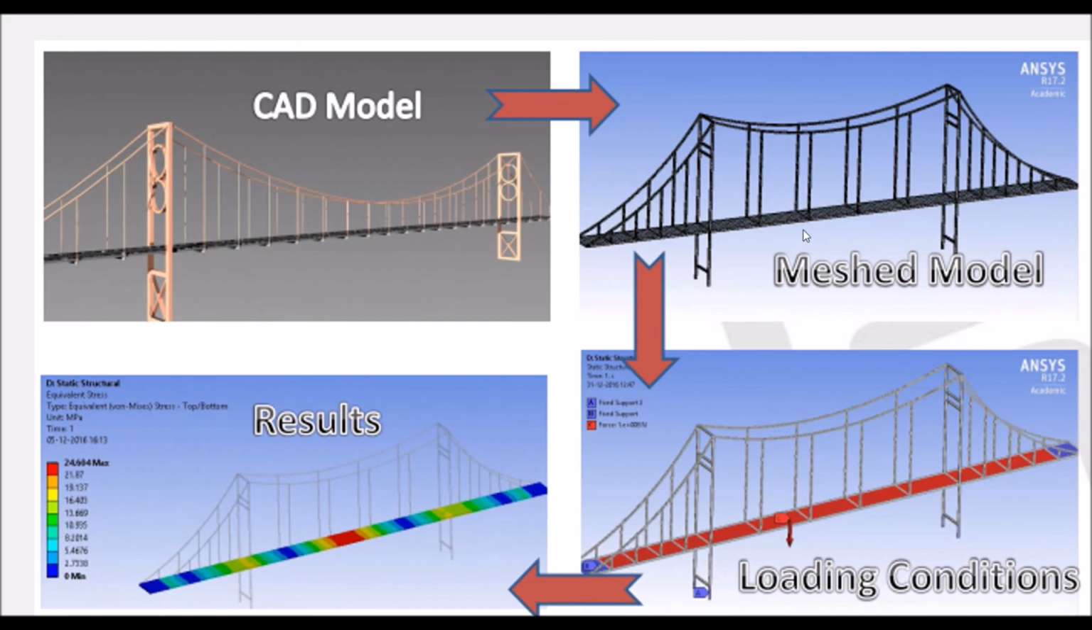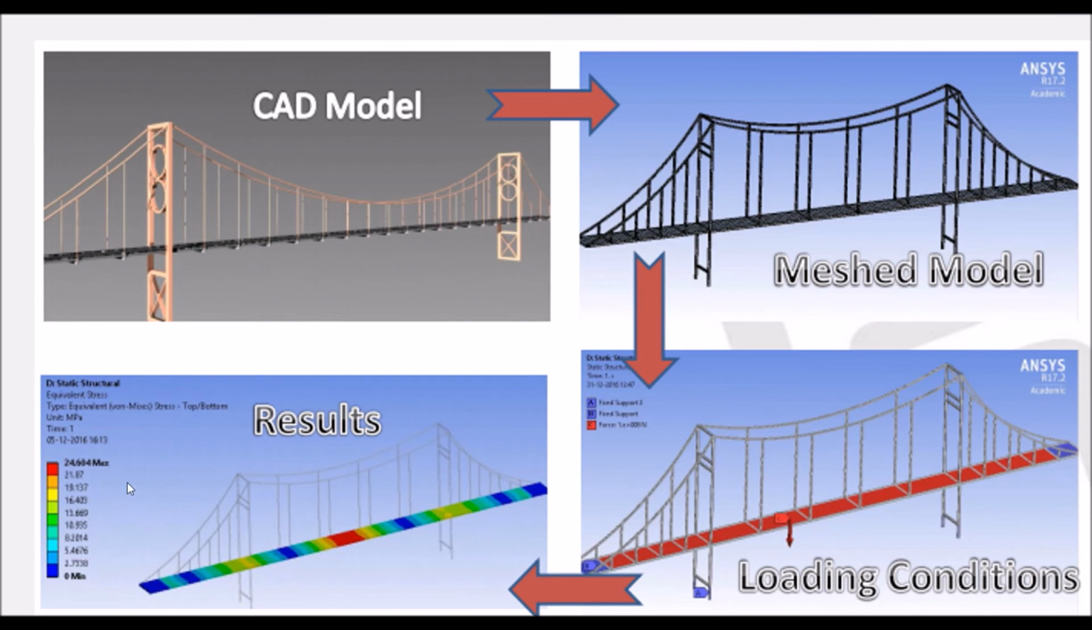In ANSYS you are going to give the meshing. This is how the meshed model will look after giving the meshing. Next, after meshing, you are going to apply the initial and boundary conditions on the component. Here the red color indicates you have applied some force, and after applying the loading or initial conditions you are going to extract the results.